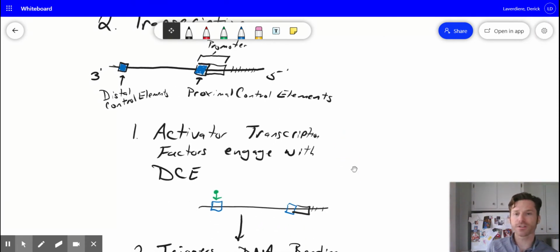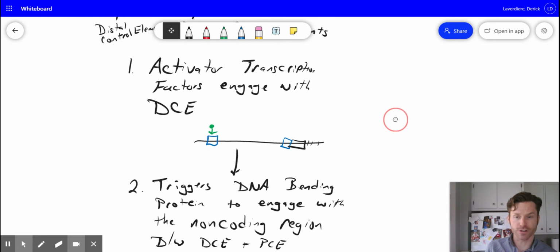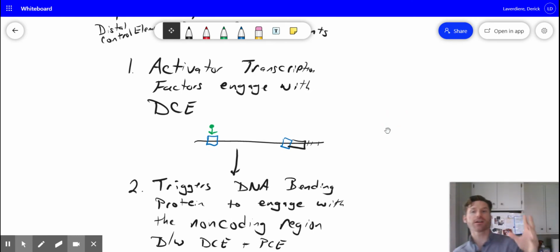So there's a few steps in getting this gene expressed. We're starting as a straight line, can't express it yet. By the end of this story, we're going to have the RNA polymerase attached to this promoter and rocking and rolling and transcribing this gene. So the first thing that needs to happen is cellular conditions have to be favorable for this gene to be expressed, and those favorable conditions will result in the generation of an activator transcription factor.